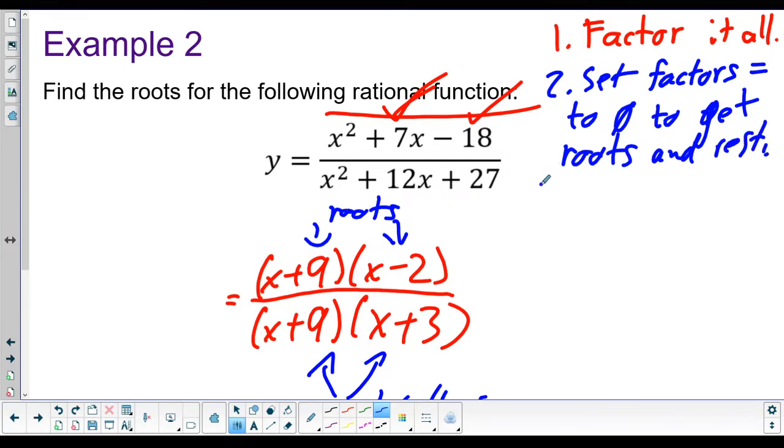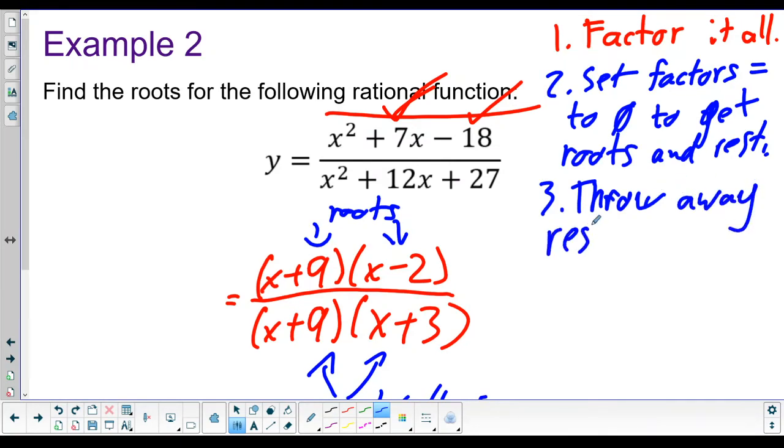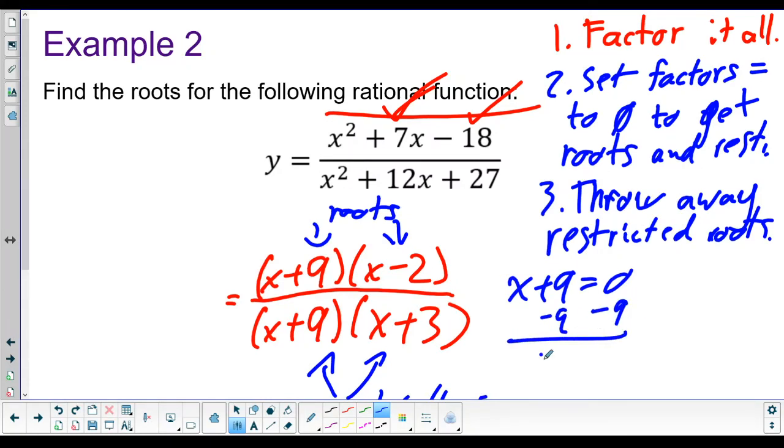After we do that, step 3 will be throw away restricted roots. Okay, so if I set this equal to 0, x plus 9 equals 0, subtract 9 on both sides, x equals negative 9. That's a root, we think.